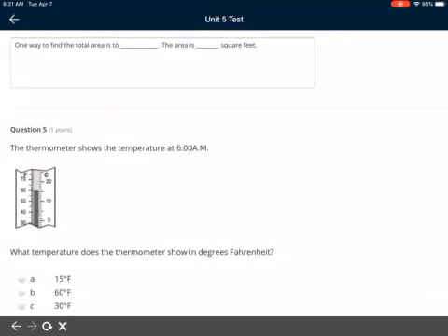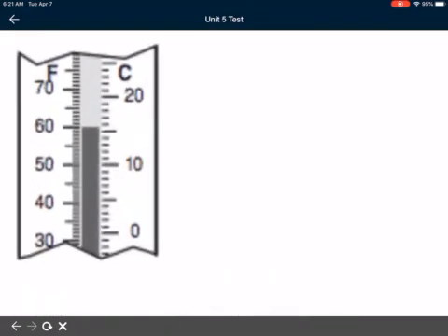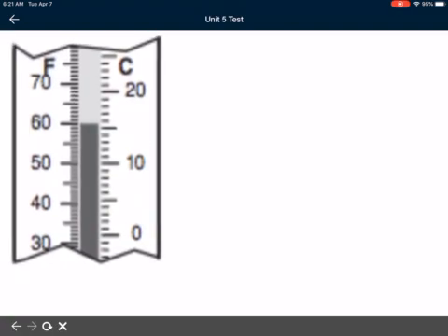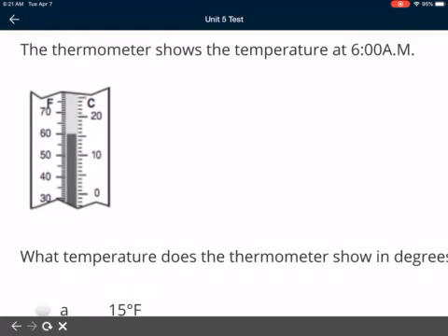The thermometer shows the temperature at 6 o'clock a.m. Okay, this is where it's nice. I can go and zoom in on my iPad. Okay, I think I got the temperature.